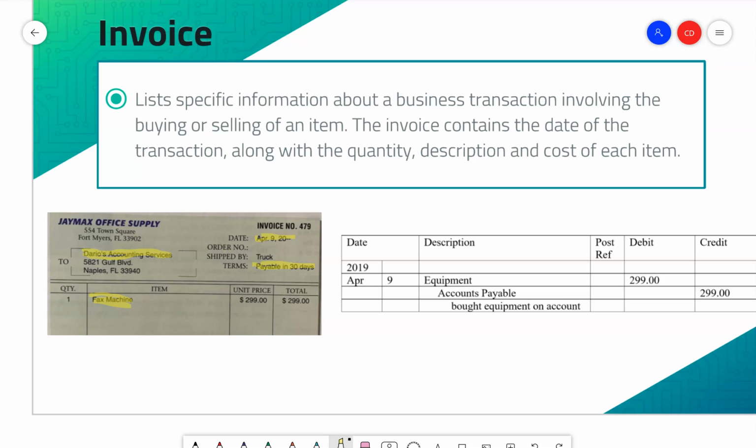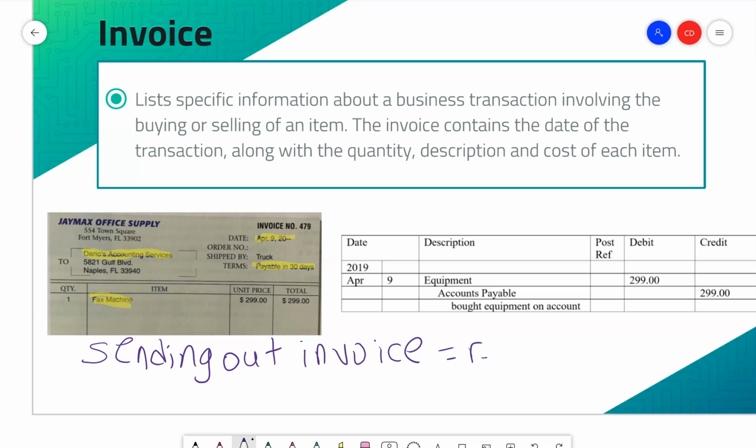Now, there might be situations where we send out an invoice. So if the company is sending out an invoice, and that's going to be important for when you're working on your independent stuff, that's going to trigger revenue for you. Billing people.